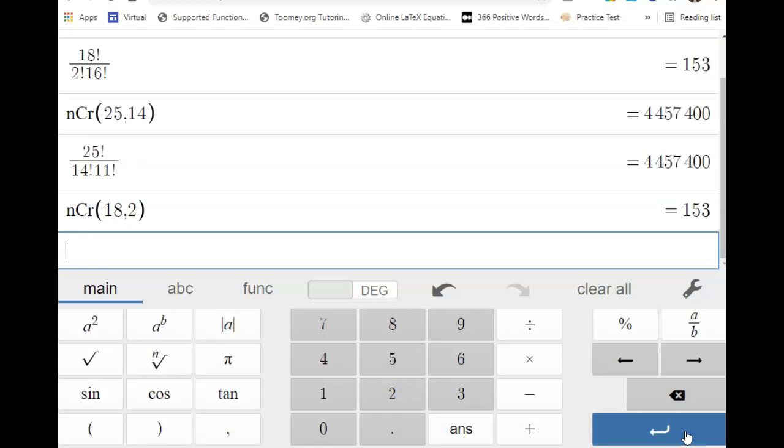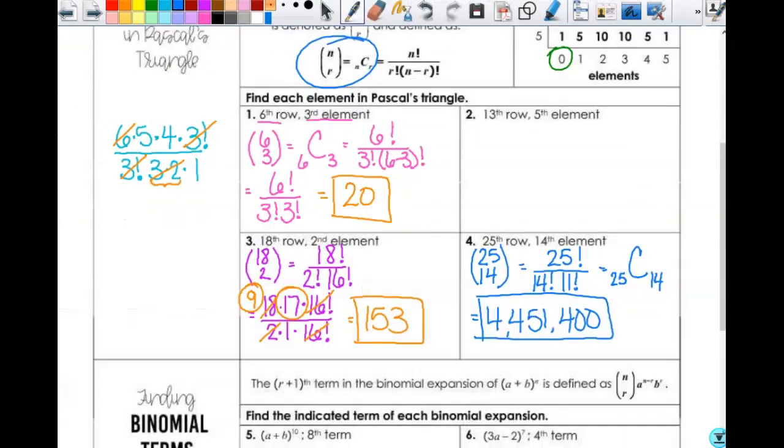But understanding it manually, like by hand without a calculator, is important to understand, but at the same time, it's okay to use a calculator. They kind of go hand in hand here. So we skipped number 2. We want the 13th row, 5th element. So you do that one, however you want to do that one.